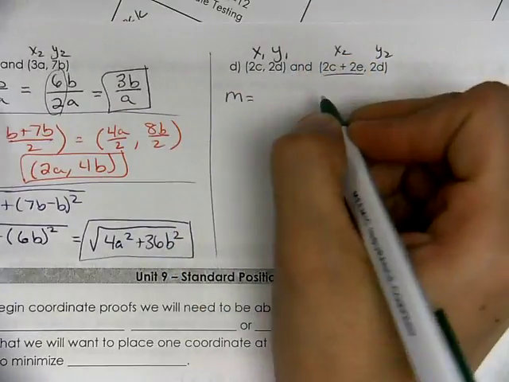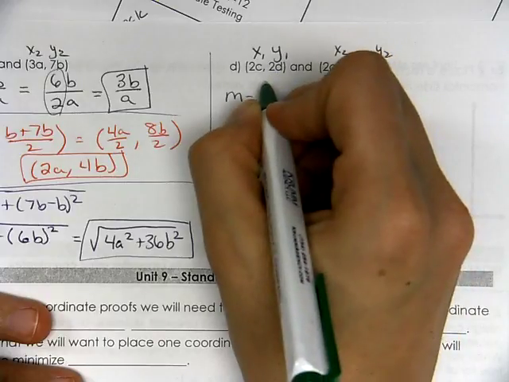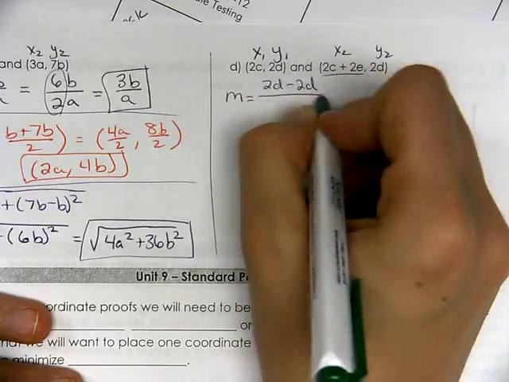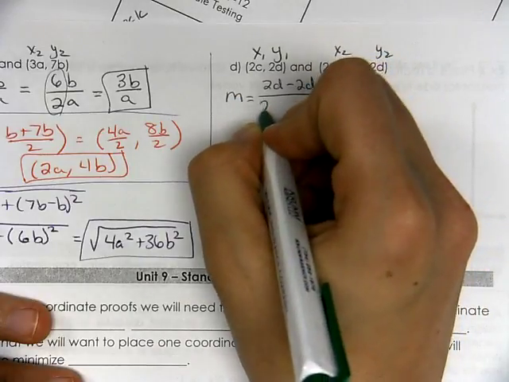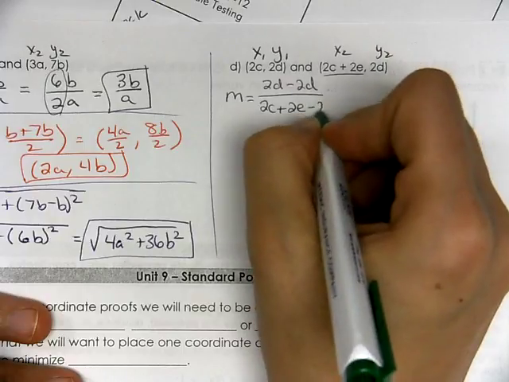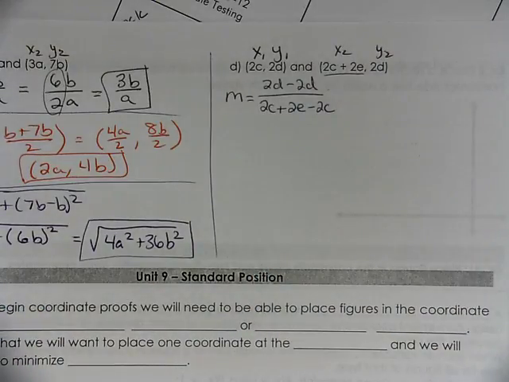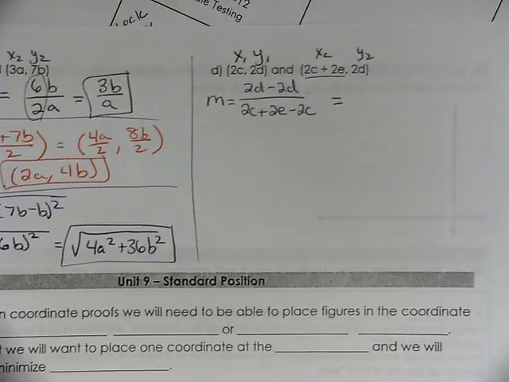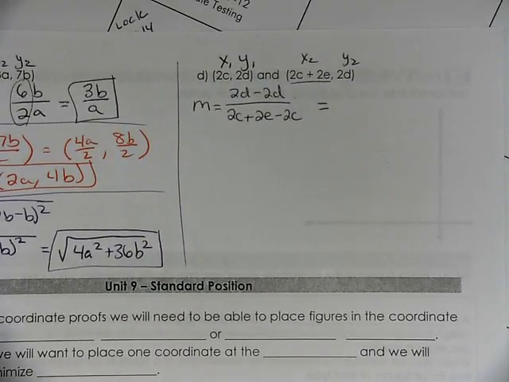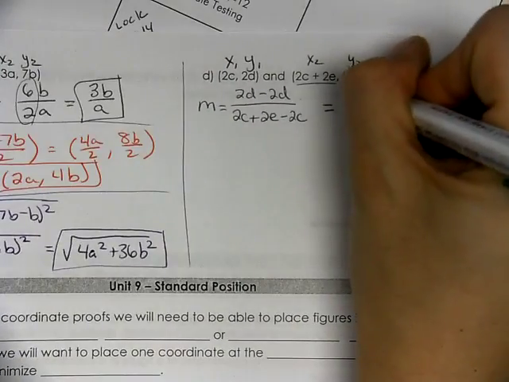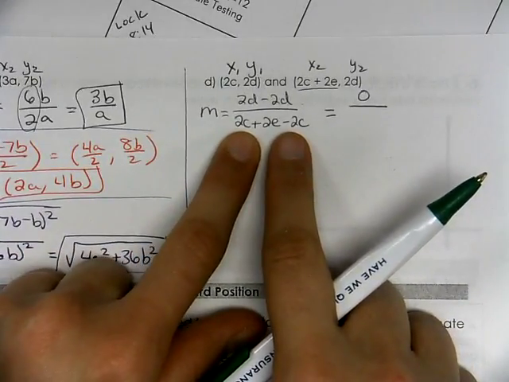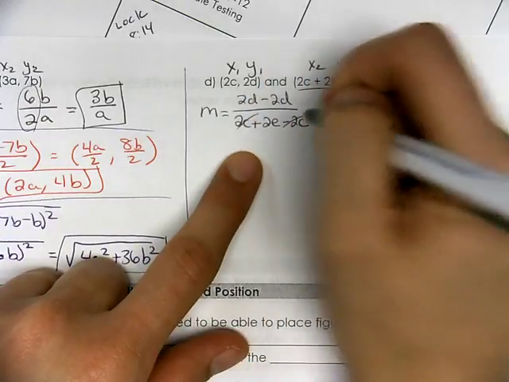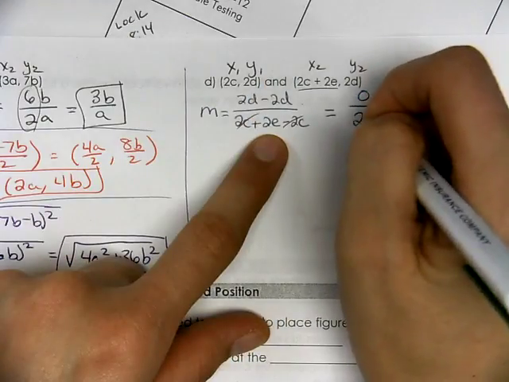So for slope, y2 minus y1, so 2D minus 2D, over x2 minus x1, 2C plus 2E minus 2C. What do you think happens with 2D minus 2D? You end up with just 0. It's the same thing subtracted. So my numerator is 0. What happens in the denominator? The 2 C's also cancel out, and all I have left is 2E.